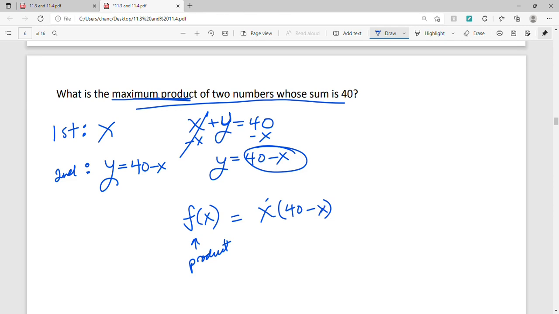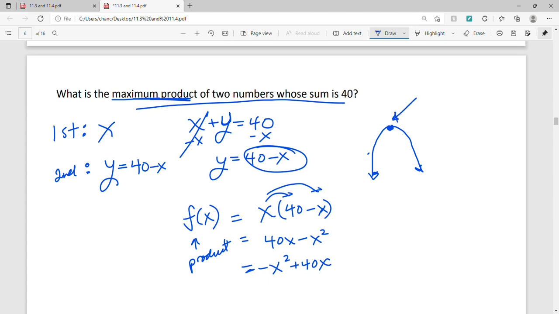We'll distribute, and this gives me 40x minus x squared. It is a parabola facing down. How do I know that? It's a negative x squared. I could rewrite it so it looks better. It could be written as negative x squared plus 40x. So it is a parabola that faces down. So it has a maximum. It does not have a minimum.